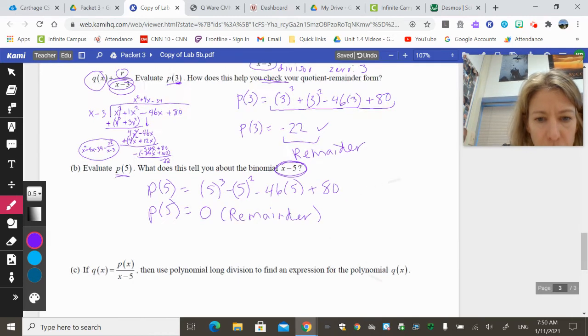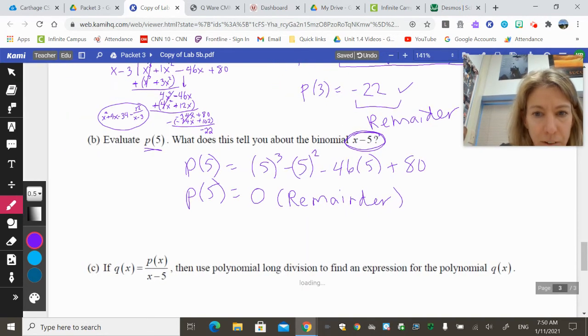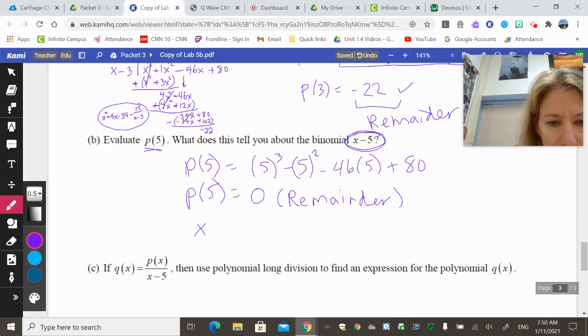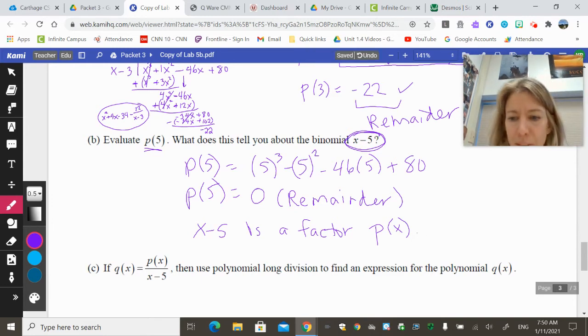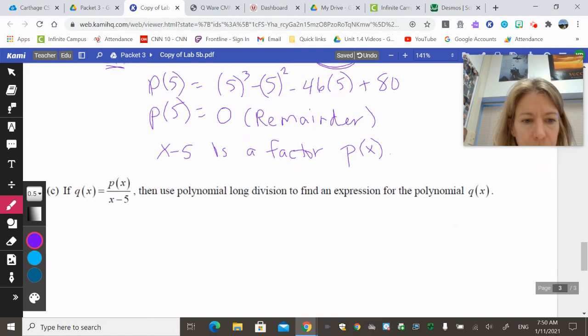Okay, so since my remainder is 0, remember, that tells me that x minus 5 is a factor, because only factors have remainders of 0, because that means they divide evenly into the function. All right, so instead of writing that whole function, I'm just going to write it's a factor of P of x, which represents that function. All right, so that was easy.